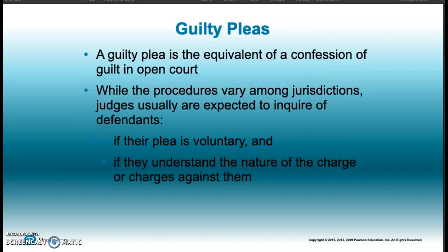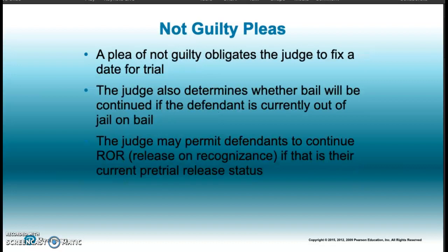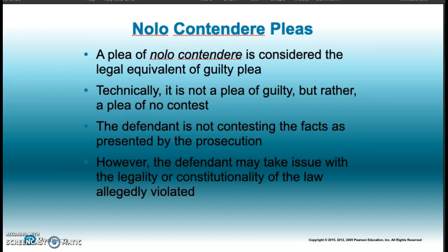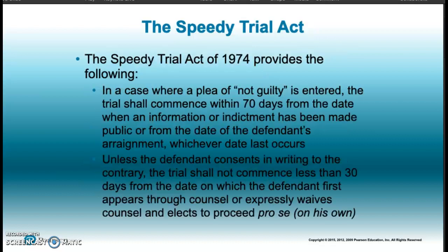If you plead guilty, it's the equivalent of a confession, and you must enter it voluntarily and understand the charges against you, but it may be in combination with some kind of plea agreement where you plead guilty and take a lesser offense. Not guilty obviously means that there's going to be a trial date set and a determination of whether or not bail is necessary. And again, we already talked about the recognizance returning for the pretrial. Nolo contendere basically just means that you're not pleading to anything, but you're accepting the punishment.